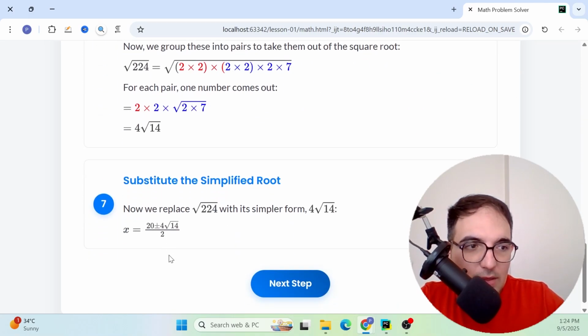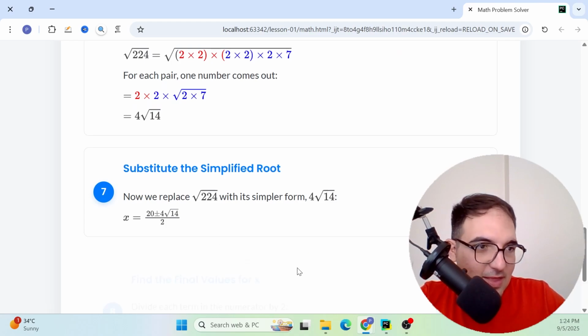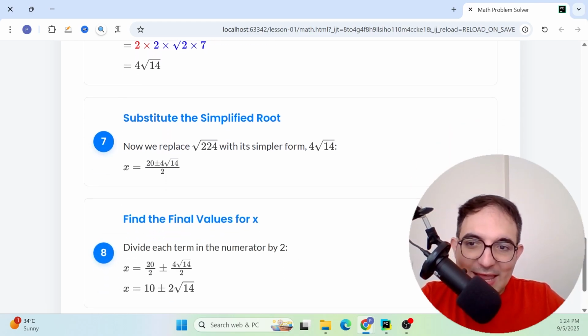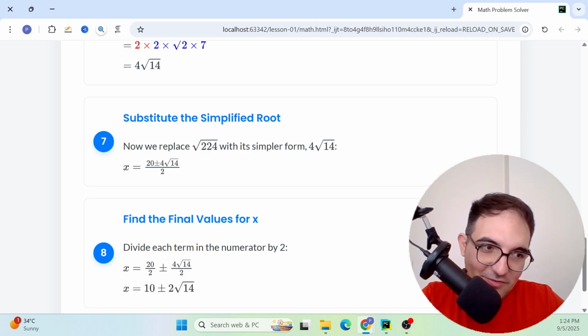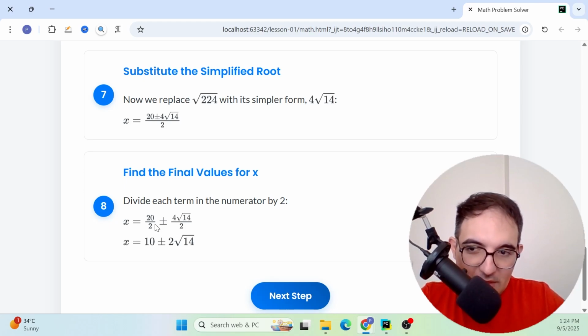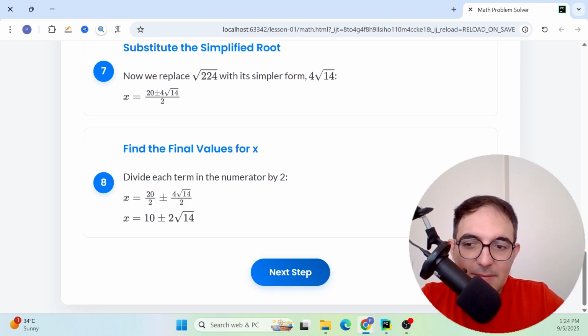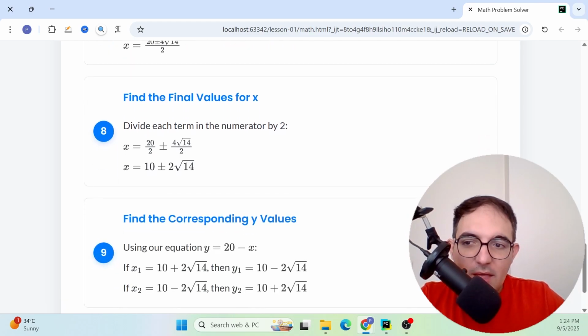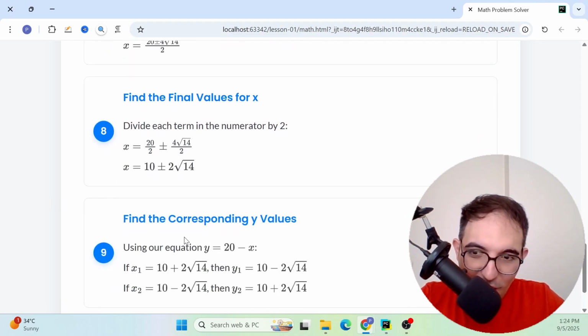Now going to the next step. We are so close. The last thing to do here is divide everything by 2. 20 divided by 2 is 10, and 4 times the square root of 14 divided by 2 is 2 times the square root of 14. This gives us our two possible values, plus and minus: x equals 10 plus 2 times the square root of 14, and 10 minus 2 times the square root of 14.